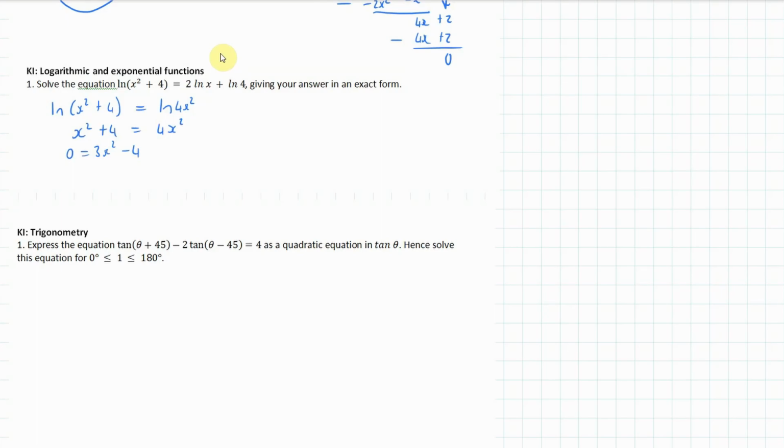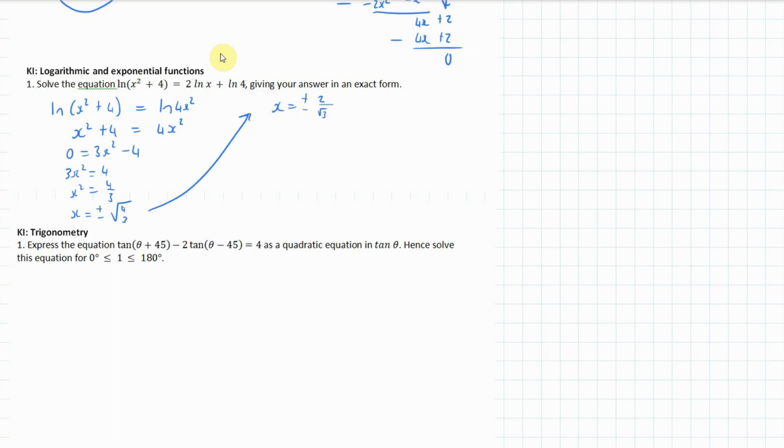Well, maybe I should have just left that. Yeah, 3x squared equals 4. So x squared equals 4/3. And so x equals plus or minus the square root of 4/3, or x equals plus or minus 2 over square root 3, just simplifying it.